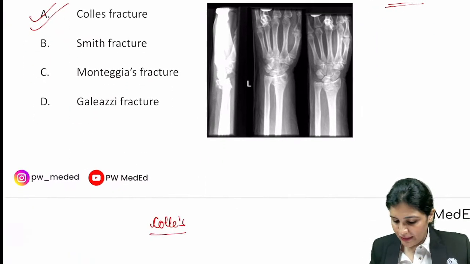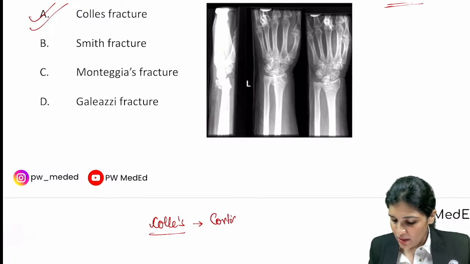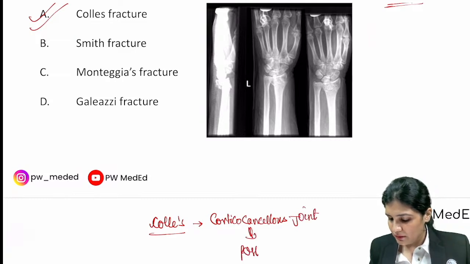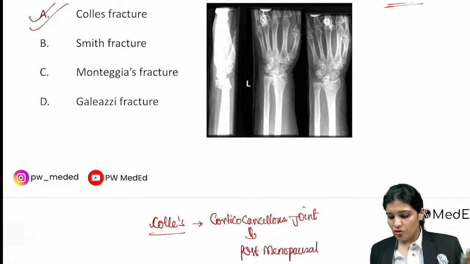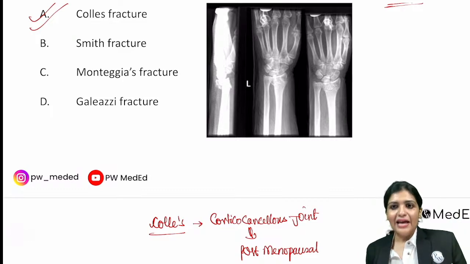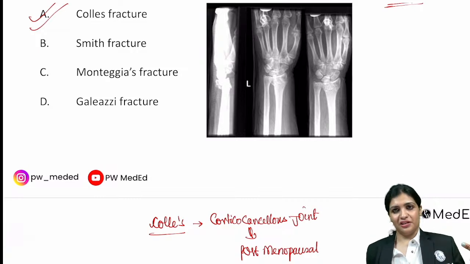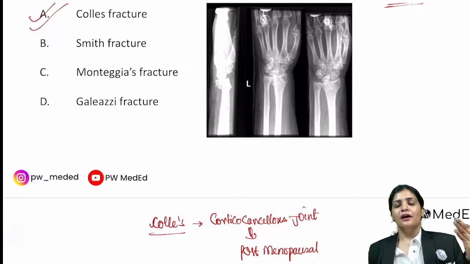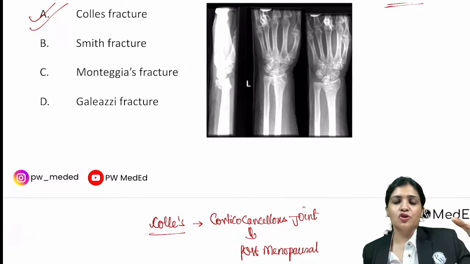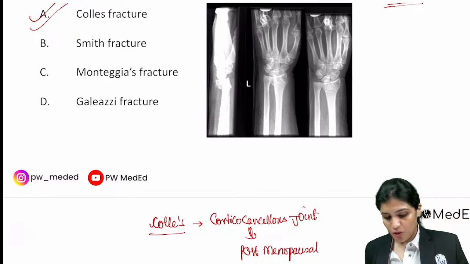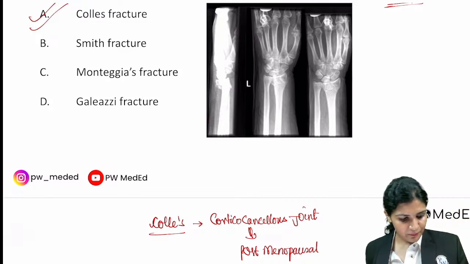So Colles, again you have to remember, is at the corticocancellous junction, which is just 2 centimeters from the joint, because in the postmenopausal woman, this is also sometimes considered as an osteoporotic fracture. So vertebrae first, then the Colles, that is the distal radius. The most common area involved is your distal radius fracture, right? And then you have your hip fracture. So these three are the most common fractures seen in patients suffering with osteoporosis, that is the postmenopausal woman.